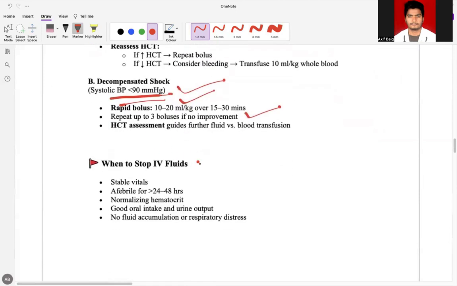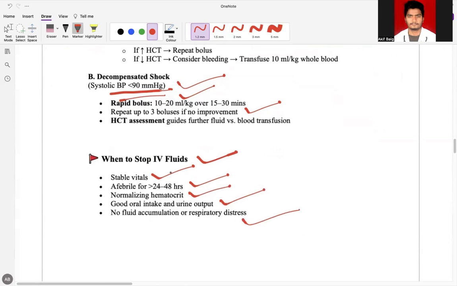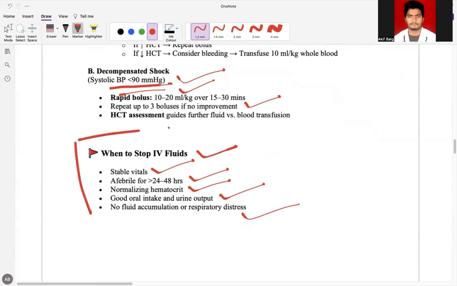So when to stop IV fluids? You stop when the patient's vitals are stable, the patient is afebrile for more than 24 to 48 hours, hematocrit is normalizing, there is good oral intake, good urine output, and no fluid accumulation or respiratory distress. This is the time you will stop IV fluids in patients with dengue.